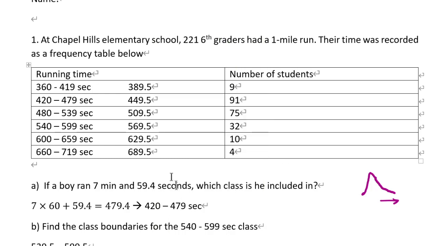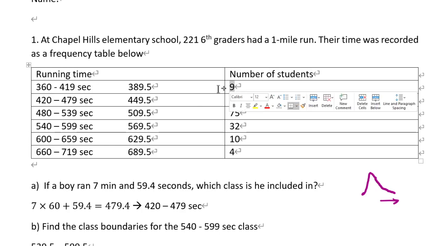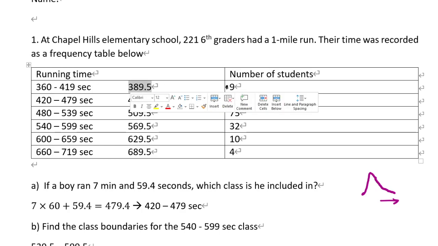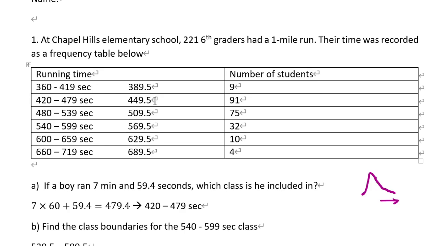Okay. So these are the numbers, and then what I need to do is, since you have 9 389.5s and 91 449.5s, you just multiply the frequency by these numbers, you add them up, and whatever number you get, you divide by 221 data points to get the average. That's how you would approximate the average just from the frequency table. So let's do that.